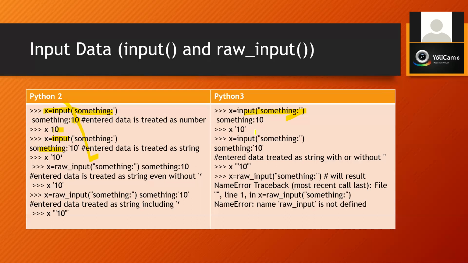Okay. Third case, raw_input. So we were using raw_input to input string data in 2.x. But here it will return an error because that does not exist. Fine.